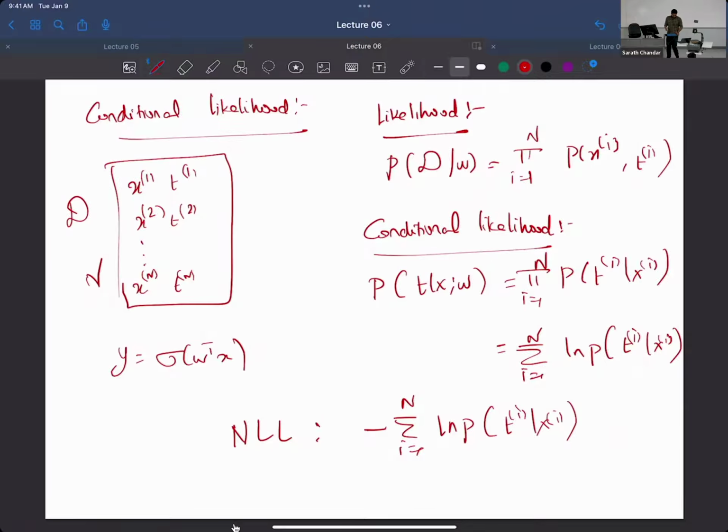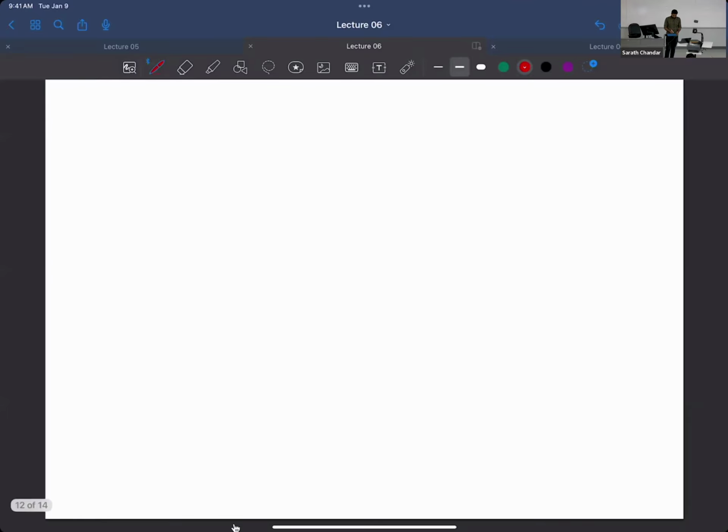Okay, so let us do that and find the parameters. So what does NLL do again? So instead of maximizing the log likelihood, I'm going to minimize the negative log likelihood, so that I can keep doing the same gradient descent. Okay, so let's compute the gradients now.